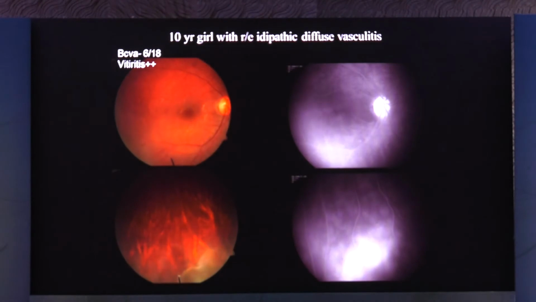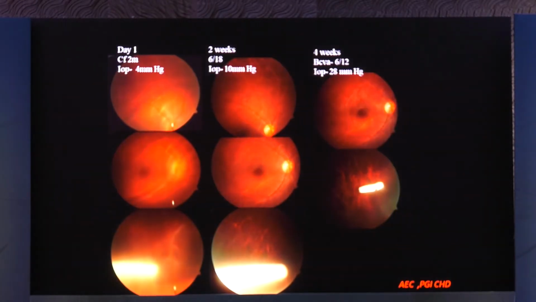So another girl, a 10-year-old girl with right eye idiopathic diffuse vasculitis. She was again given intravitreal Ozurdex, but in children, sometimes we have to be careful because they have low scleral rigidity. So when you give this injection, sometimes they may develop sudden hypotony. So especially in children, you have to be careful. Like in this case, she had developed this hypotonic maculopathy.